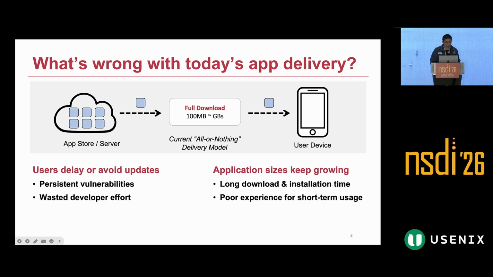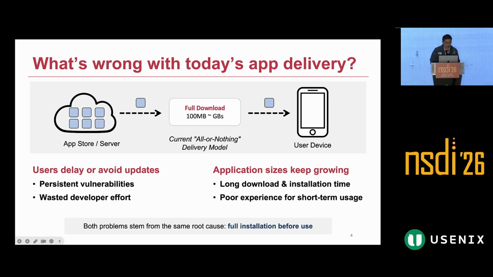This all-or-nothing delivery model leads to two major problems. First, users often delay or avoid updates. As a result, known vulnerabilities persist, and developers' efforts are wasted. Second, application sizes keep growing. This leads to long download and installation time and poor user experience, especially for short-term usage, such as travelers who need a transit app or users trying a newly released application.